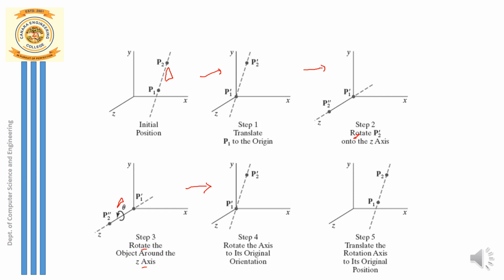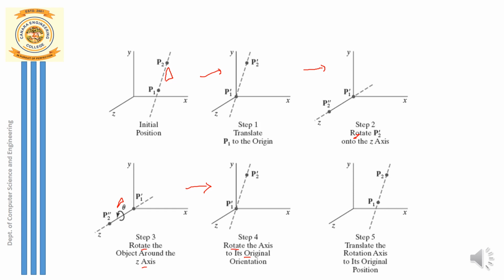I have to get the object back to its original position. So again I will undo whatever I had done earlier. What had you done? You had aligned the line segment along the z-axis. So let us undo that alignment now: rotate the axis back to its original orientation. Earlier your line segment was aligned, that means P2 double dash was here along the z-axis. Now you align it back to its original position.